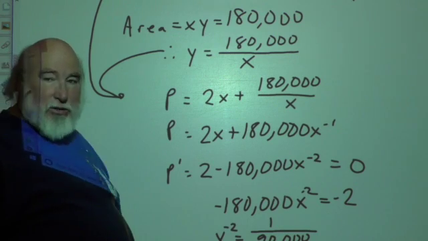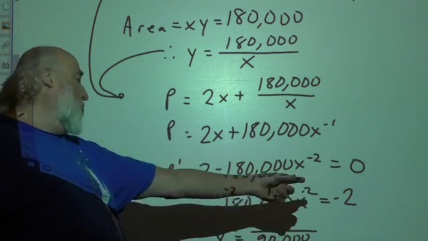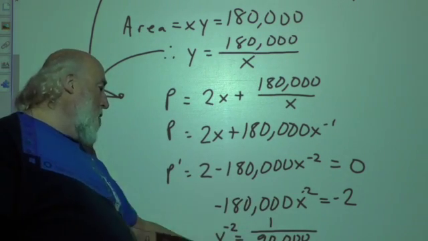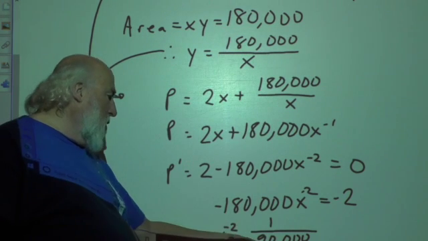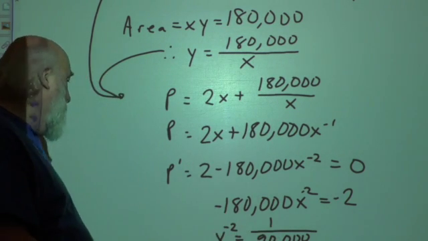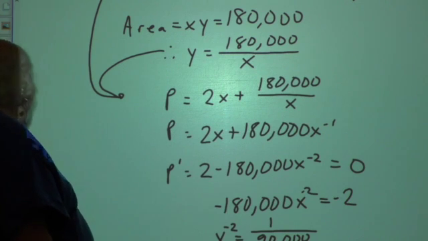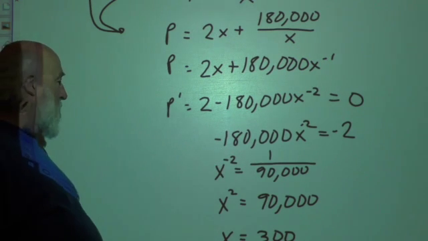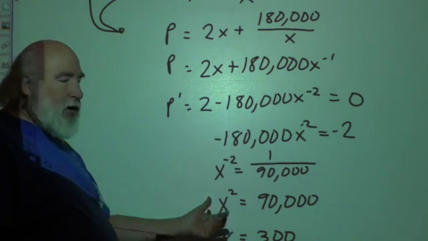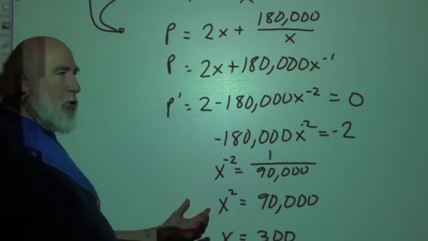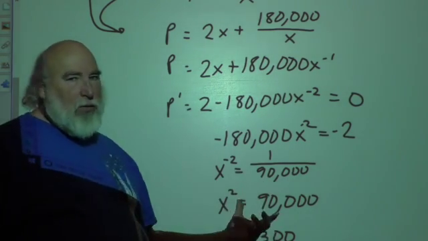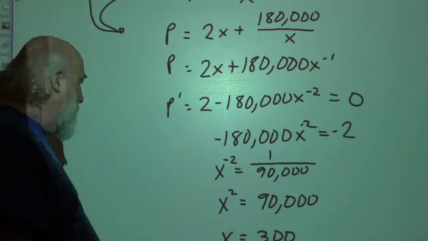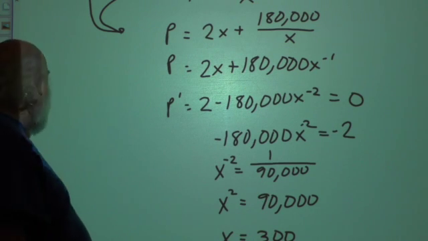So we're going to solve for x. We subtract 2, divide by 180,000, and rather than use the calculator, I just went ahead and simplified it to 1 over 90,000 is equal to x to the negative 2. Reciprocate that, get rid of that negative exponent. Again, you could have taken both sides to the negative 1/2 power to get rid of the negative 2 exponent. No problem, I just didn't do it. Square root of 90,000 is 300.